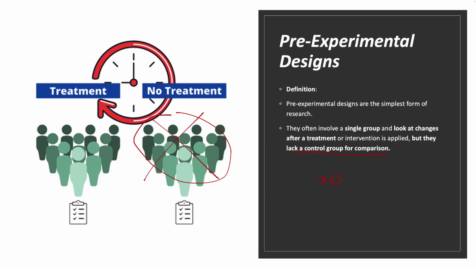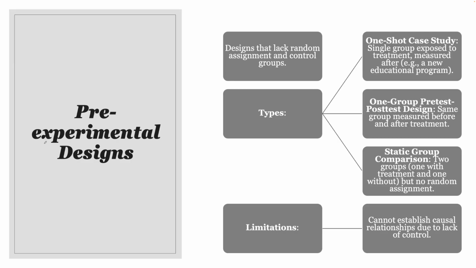And I'll show you an example of these in a moment. So, pre-experimental designs lack random assignment and control groups. So with these types of designs, we will not see an R, right? And we will not see a control group. But there are 3 types of these.